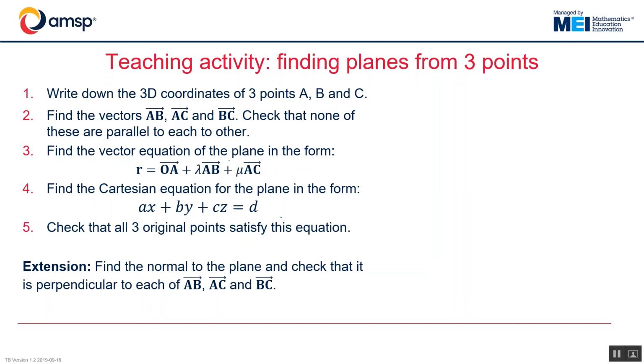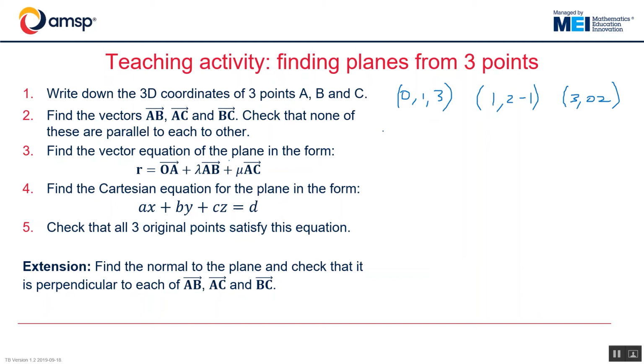If it's done in pairs, students can do, say, steps 1 to 3, and then pass it over for another student to do step 4 and 5. I'll run through quickly what that would look like. So for example here, write down the 3D coordinates of 3 points A, B, and C. So let's have, just as an example, (0, 1, 3), (1, 2, -1), and (3, 0, 2).